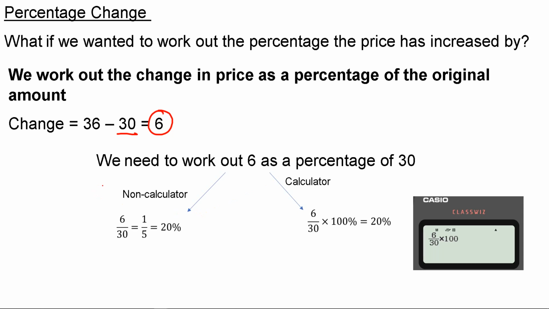In our non-calculator exam, you would just say, well, 6 out of 30 simplifies to a fifth, which is 20%. And if you don't know that, you could times the bottom, 5, by 20 to get 100, and you would have to times the top by 20. So you'd have 20 out of 100, 20%. With a calculator, we would do it another way, which we'll consider very shortly.